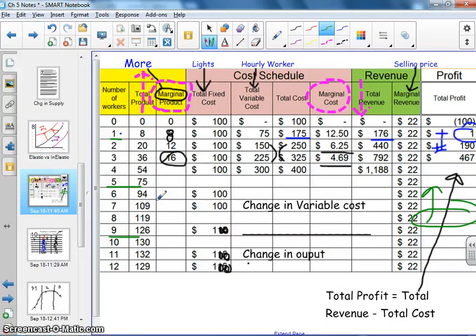Your production manager is trying to find the place where you're most efficient. Your accountant is going to want to find where you break even. And in turn, your owner is going to want to find where they make the most amount of money.